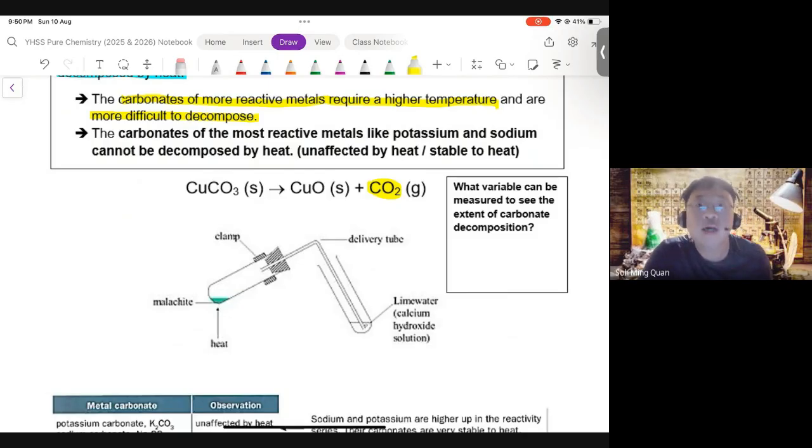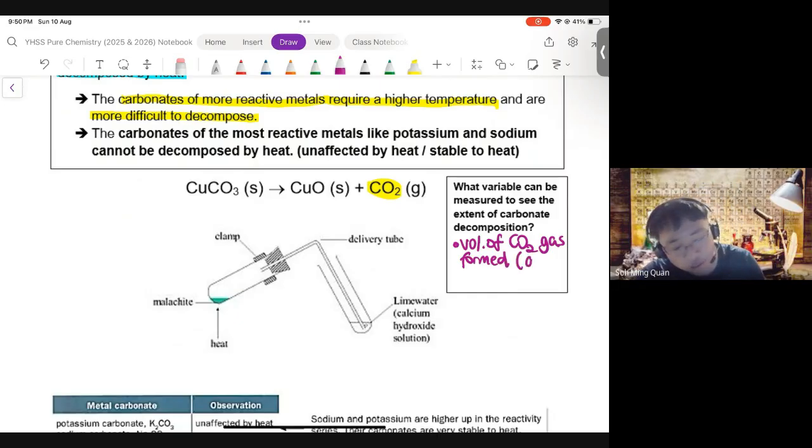All right. Now, if I wanted to see the extent of how much carbonate has already decomposed, what can I measure? Well, the obvious thing to measure would be, I already know the carbonate decomposes to form CO2 gas. CO2 gas is a gas, right? I could measure the volume of CO2 gas formed. And how would you measure volume of carbon dioxide gas? Using a gas syringe. So this is what we learned in chapter 1, right? Selecting the right apparatus. So to measure the volume of carbon dioxide gas, we can actually use a gas syringe.